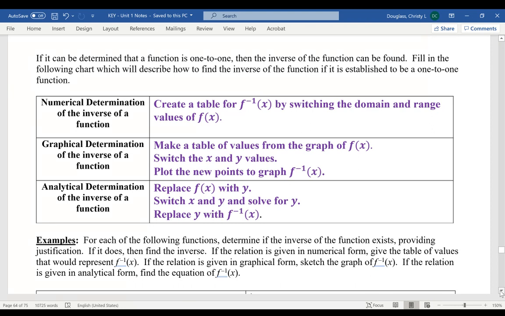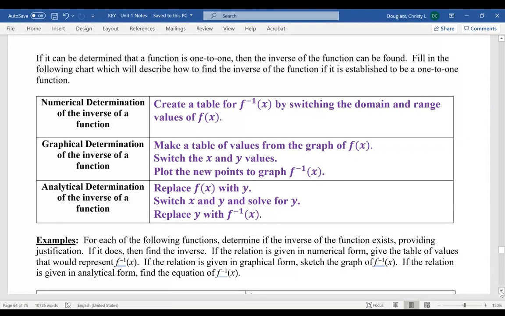Okay, so if we can determine that the function is indeed 1-to-1, then we can find what we call the inverse of the function. Numerically speaking, to find f inverse, denoted by f with an exponent of -1 of x, we simply switch the domain and range values in the table. So it's simply taking the columns and switching them. Very simple.